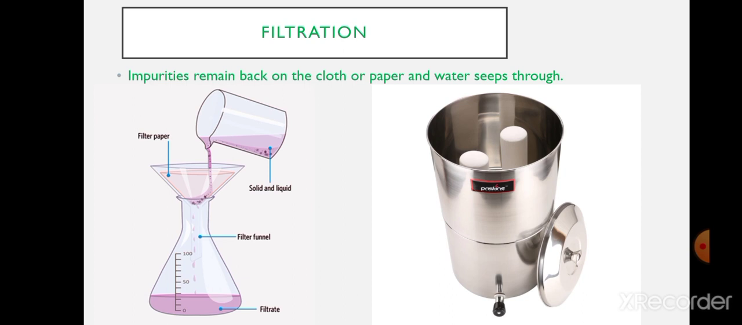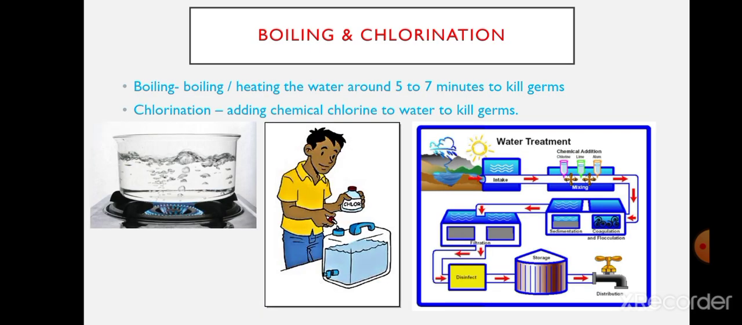After filtration and decantation, water may still contain germs which cause diseases such as dysentery, typhoid, and jaundice. So to kill germs, we can use other methods too, such as boiling and chlorination. What is boiling? It is to heat water for around 5 to 7 minutes, right? We see the steam coming out and bubbles forming in the water. That is the process of boiling. This kills germs, and we can later cool that water and drink the boiled water.